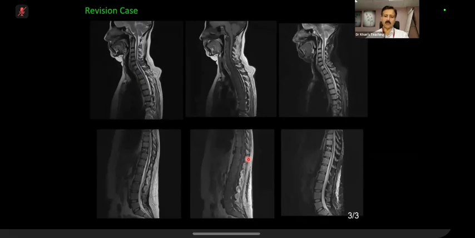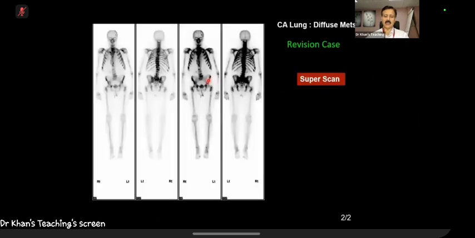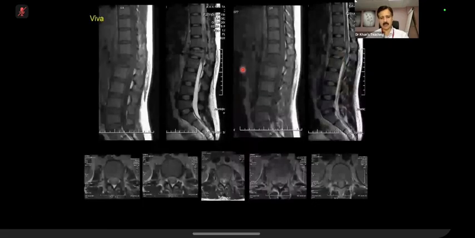And diffuse marrow infiltration, when it comes to the exam, multiple myeloma and metastasis are the top two. Lymphoma can also be in the differential. This is another case in which there is diffuse marrow involvement, and this is metastasis. And then superscan, this is the type of case which will come as a superscan. If you see this spine, everything is abnormal. And superscan per se, of course, is an exam case.